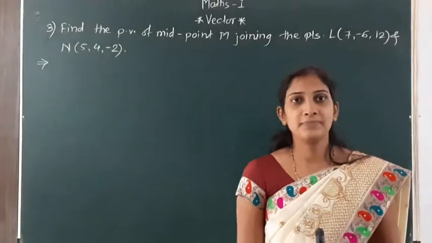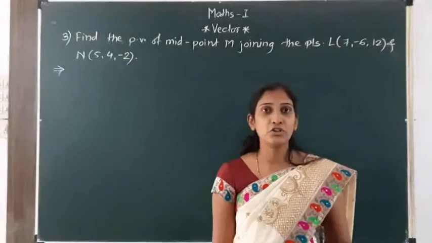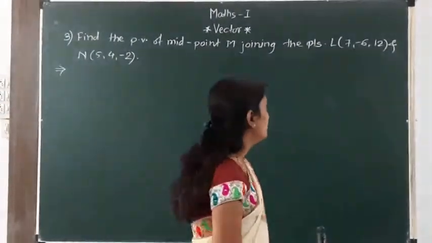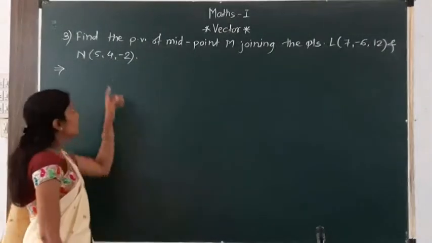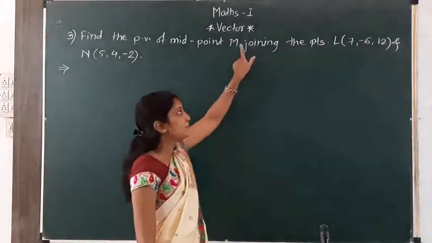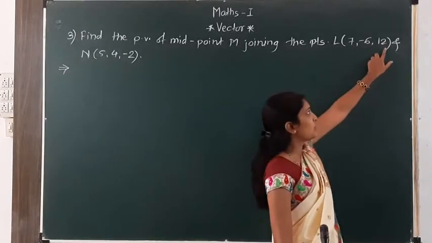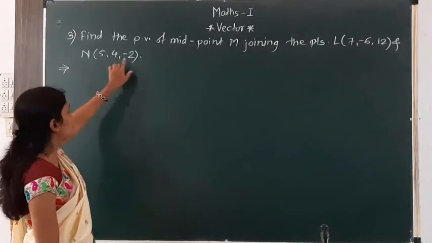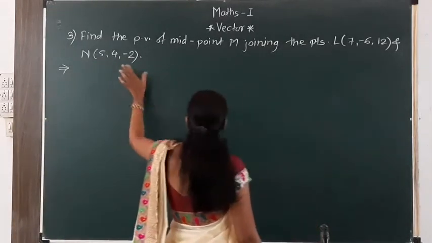Hello students, in the last lecture we studied some examples based on vectors. Today we study the third example. Find the position vector of the midpoint M joining the points L(7, -6, 12) and N(5, 4, -2). These are the coordinates of L and N.